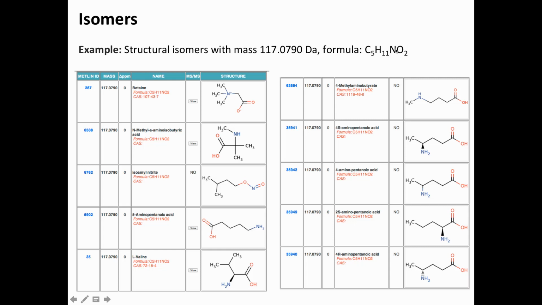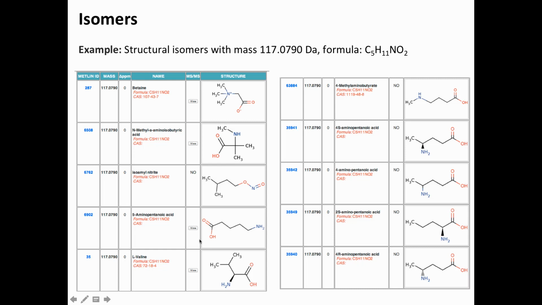You can think about how many possible arrangements there can be, and the answer is quite a few. You can see you can construct a nitro group, but you can also construct a carboxylate with those two oxygens. Then you have to have an amine here. So there are different ways to go about this.